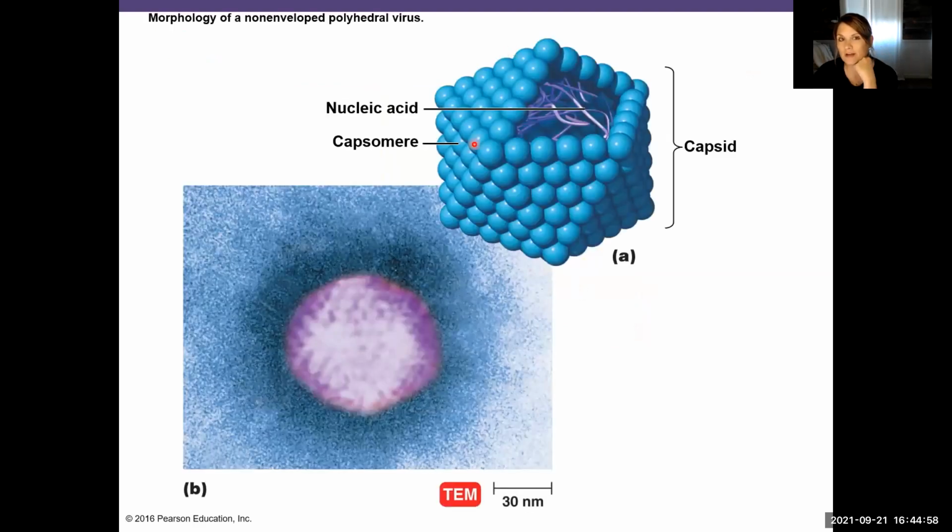Here's another example of a non-enveloped polyhedral virus. Inside in purple is the nucleic acid. Outside is the capsid, these blue balls, and each one of these spheres or balls is a capsomere. You can see how it's got a very specific geometric, polyhedral shape, but no envelope. So there's an example.